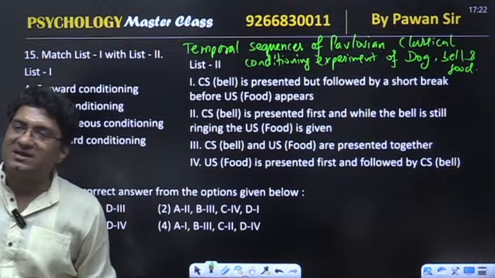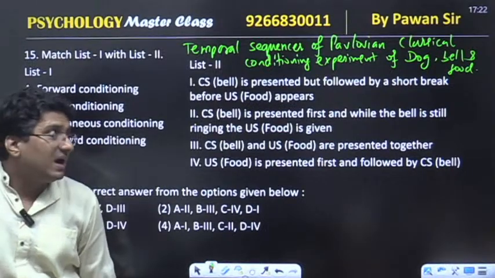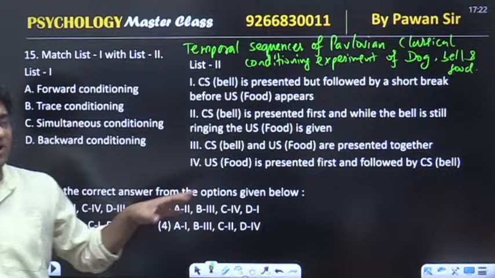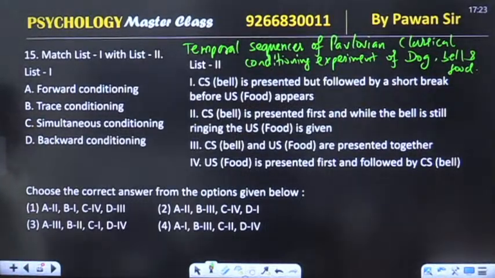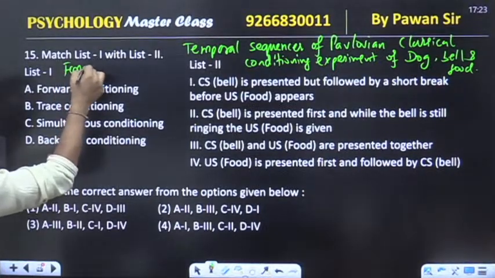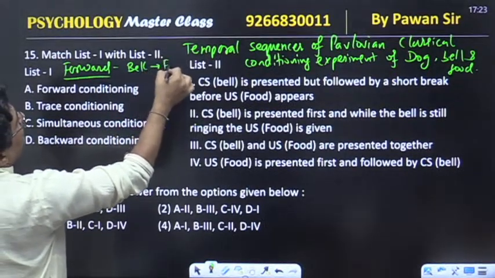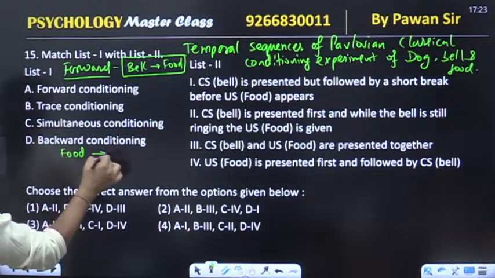So we have seen the classical conditioning theory is given by Pavlov, who did an experiment on the dog, and for which Pavlov got the Nobel Prize for the digestion studies of the dog. So here we see there are two temporal sequences. First one is the forward conditioning. Forward conditioning means the bell and the food, whereas the second one is the backward conditioning, that is first food is presented, then bell is presented.